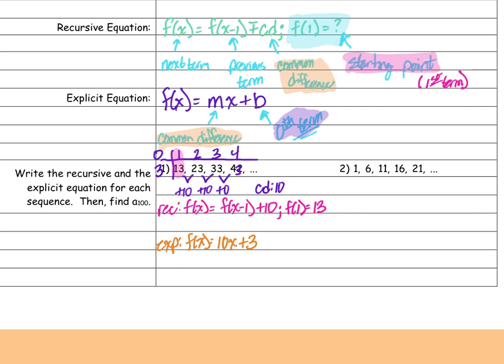And then the last thing it says to do is find a of 100. Well, that's like saying finding f of 100. And I think we've done this. So that's 10 times 100 plus 3. What's 10 times 100? 1,000? Plus 3, so a sub 100 is going to equal 1,003. Done. Okay.